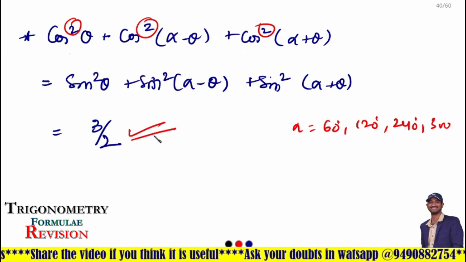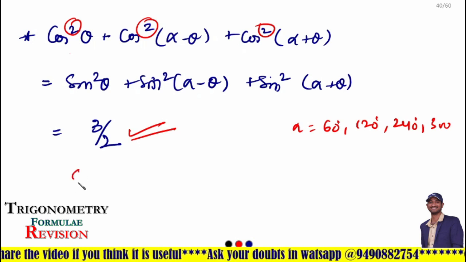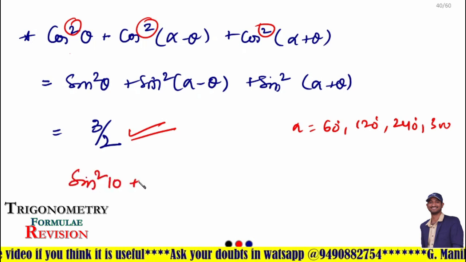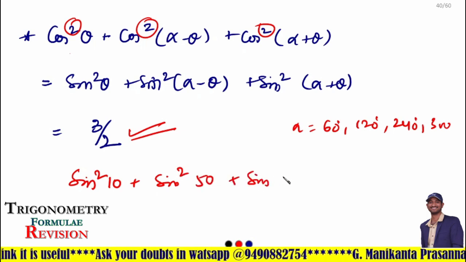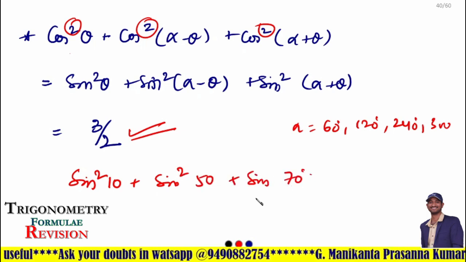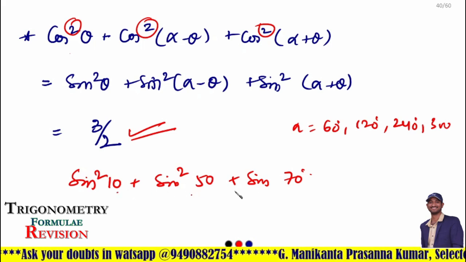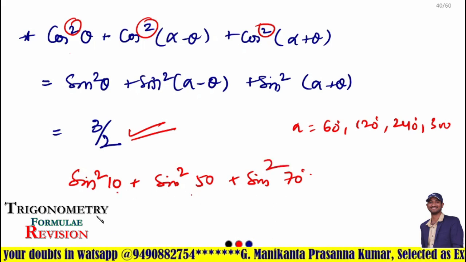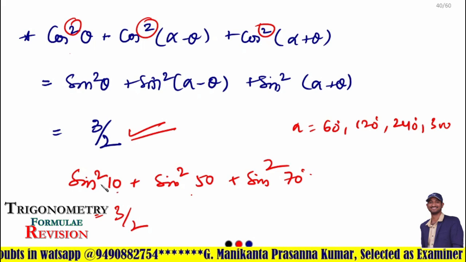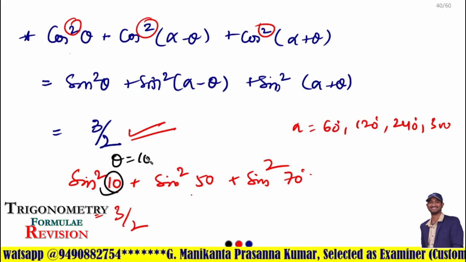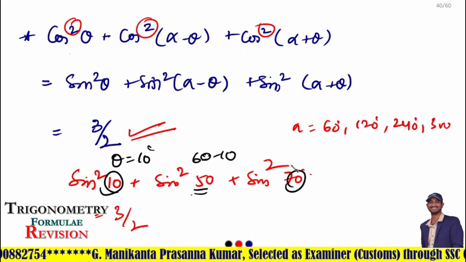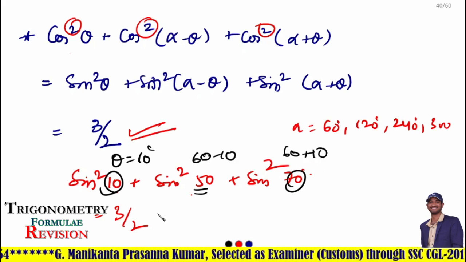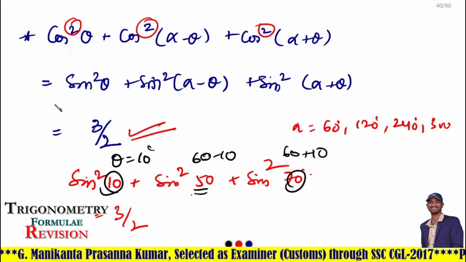3 by 2. For example, in your exam, find the value of sin square 10 plus sin square 50 plus sin square 70. Okay, sin square 10 plus sin square 50 plus sin square 70 means how much? It is equal to 3 by 2. Because if I take theta as 10 degrees, then 50 can be written as 60 minus 10 and 70 is written as 60 plus 10. So directly what is the answer? 3 by 2, because it is in the form of this.